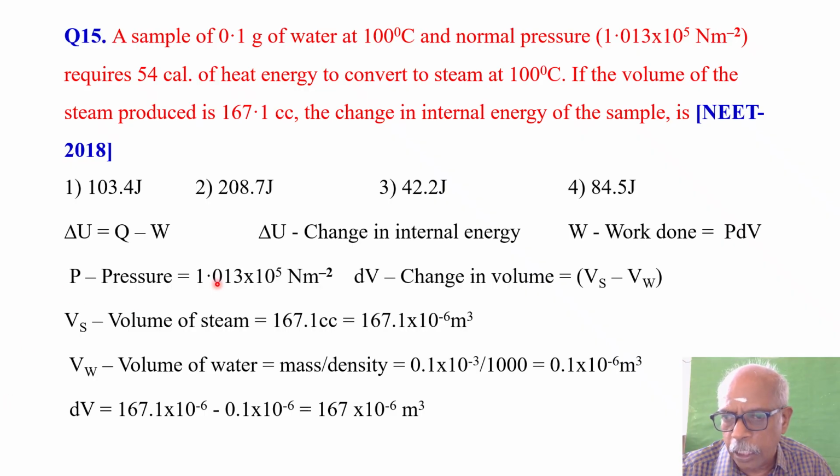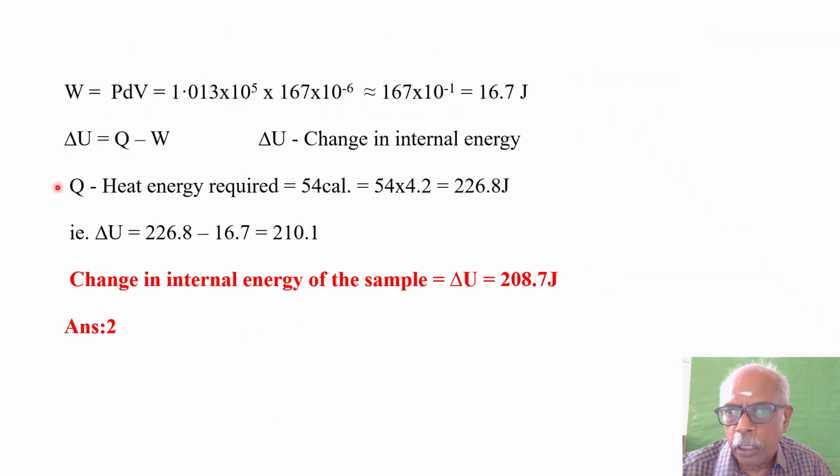So P is here, dV is here. So this is P dV, that is work done, that you can calculate. So W is equal to P dV, 1.013 into 10 power plus 5 into 167. I assume 1.013 as 1. So approximately this is just 167 into 1, that is 167. Of course, 10 power minus 6 here, 10 power plus 5 here. So 167 into 10 power minus 1, that is equal to 16.7 joule. 16.7 joule is the work done.